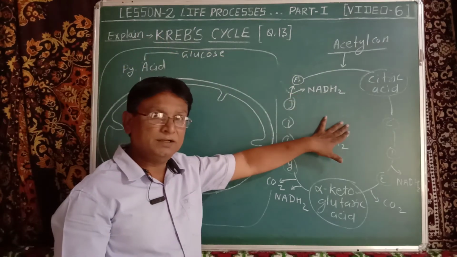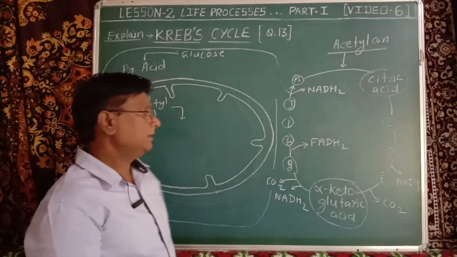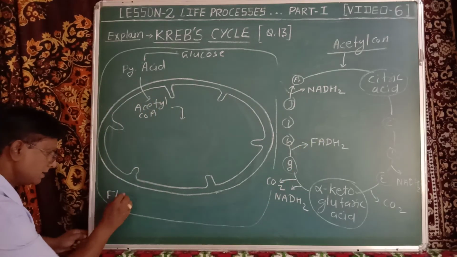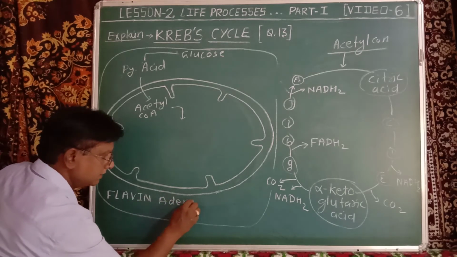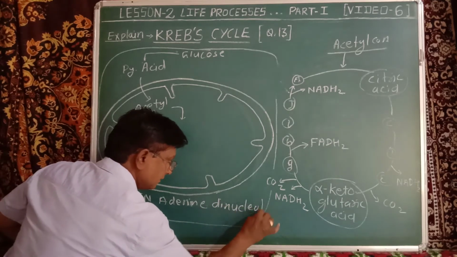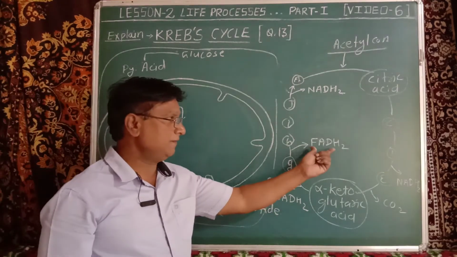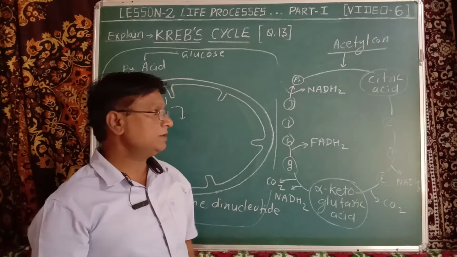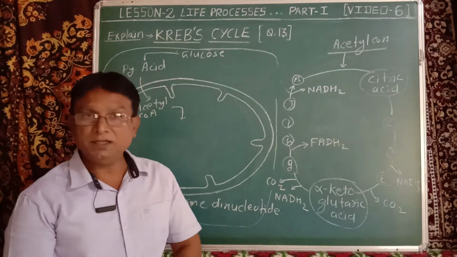But in Krebs cycle, 2 types of coenzymes are produced here. The name of FADH2 is flavin adenine dinucleotide. So flavin adenine dinucleotide, that is FADH2. So from one acetyl-CoA, 3 molecules of NADH2, 1 molecule of FADH2 and 2 carbon dioxides are released out.